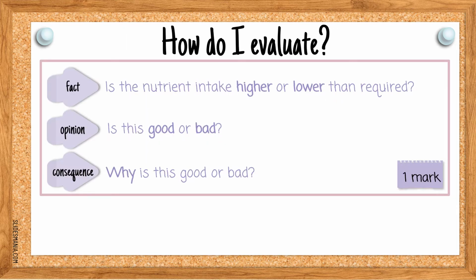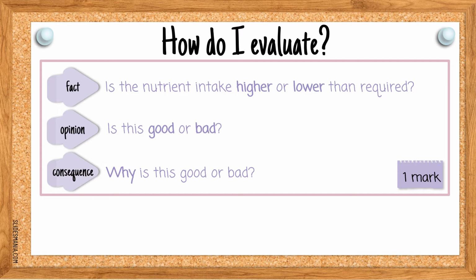So how do you evaluate? Remember, for any evaluate question, you always need to give a fact, an opinion, and a consequence, and that's how you get 1 mark. So for this particular question, we want to give a fact about what she's eating. So that would just simply be, is the nutrient intake higher or lower than she requires? So remember, for this example, she's eating more energy than she requires, she's eating more protein than she requires, she's eating more vitamin C than she requires, etc.